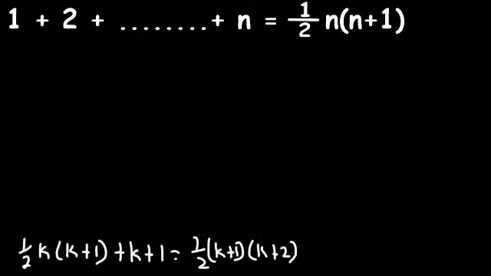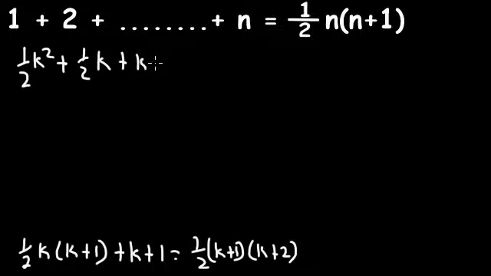What we want to do now is ensure that the two expressions on each side are the same. So let's expand this. Let's expand this too. Now we have 1 over 2 k times k is k squared, and plus 1 over 2k times 1, that's just 1 over 2k.